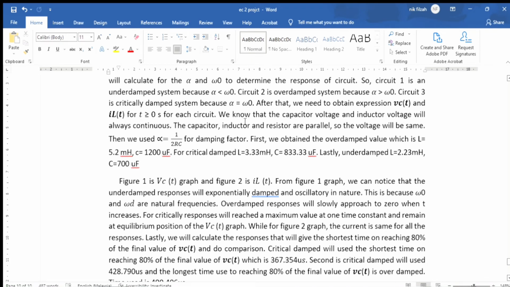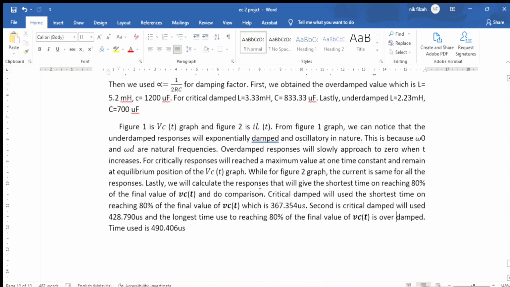So we know that the capacitor voltage and inductor current will always be continuous. The capacitor, inductor and also the resistor are in parallel, so the voltage will be the same. Then we use alpha equal to 1 over 2RC for the damping factor. First, we obtain the overdamped value, which is L equal to 5.2 mH, C equal to 1200 microfarad. For critical damped, L equal to 3.33 mH, C equal to 833.33 microfarad. Lastly, underdamped, which is L equal to 2.23 mH and C equal to 7 microfarad.